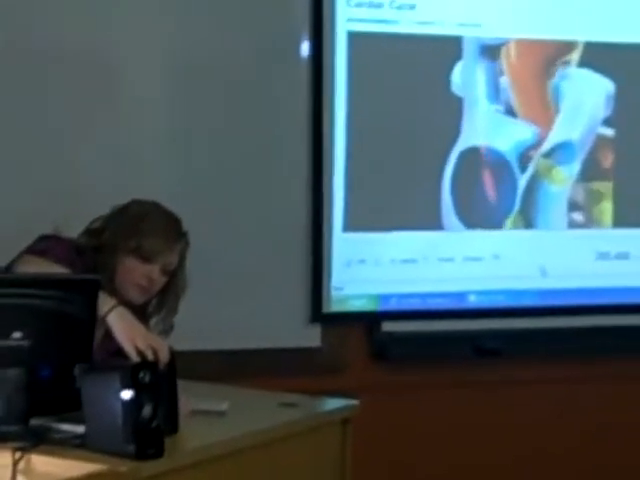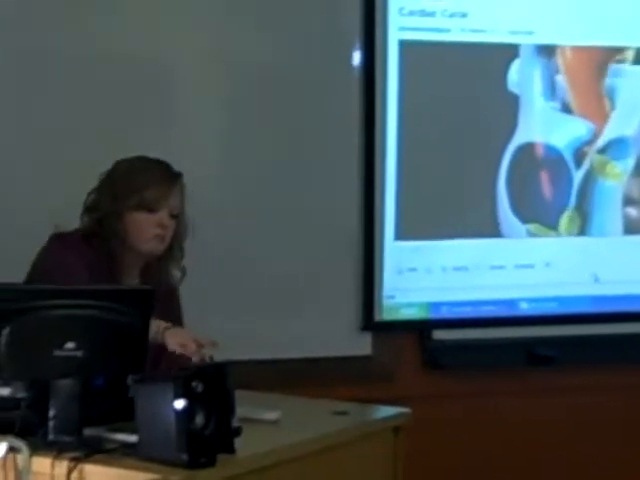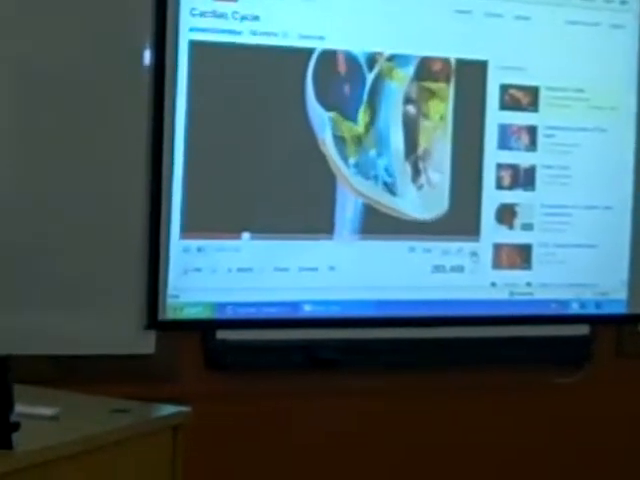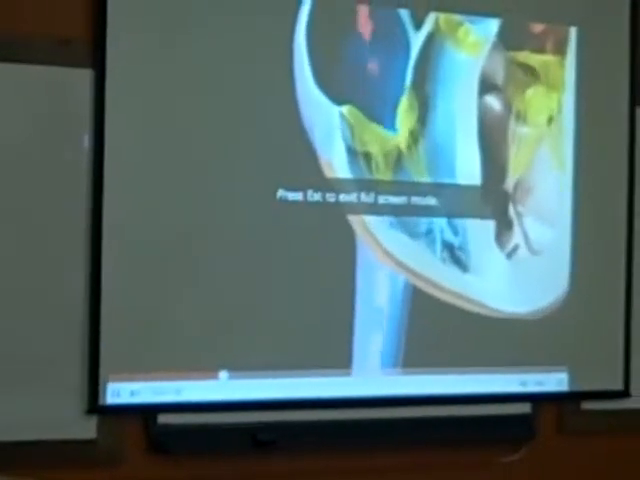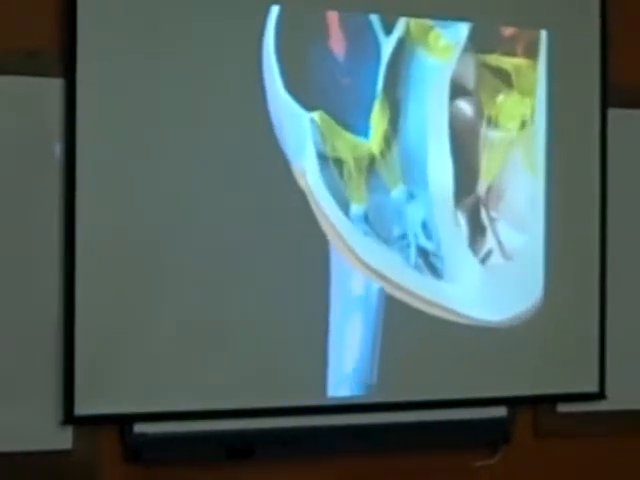Blood returning from the upper part of the body is delivered to the right atrium of the heart by the superior vena cava, one of the body's two largest veins, while blood returning from the lower part of the body is delivered to the right atrium by the other major vein, the inferior vena cava.